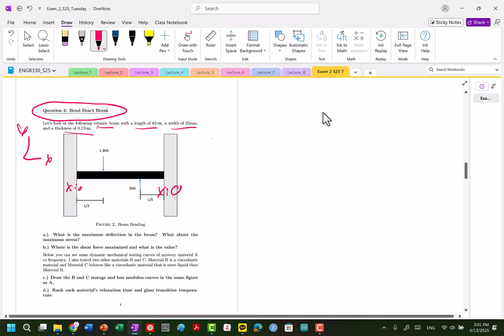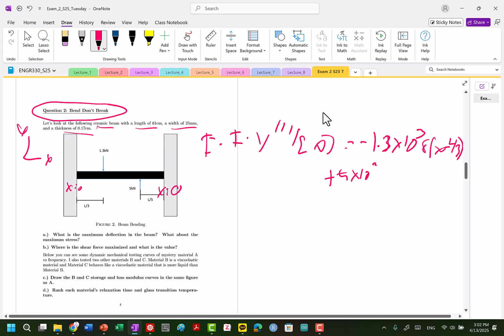Nice symmetric boundary conditions. So we have E I y quadruple prime equals, we're going to have our Dirac delta, or excuse me, let's just delete that there, minus 1.3 times 10 to the 3 newtons Dirac delta of x minus L over 3, plus 5 times 10 to the 3 Dirac delta of x minus, this is x equals L, excuse me, minus 4L over 5. Fantastic. So we have our expression set up.